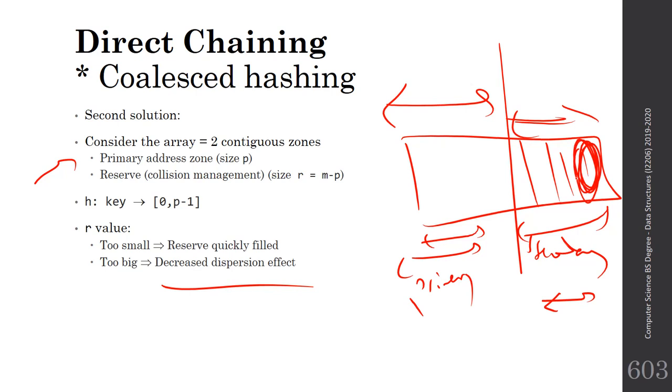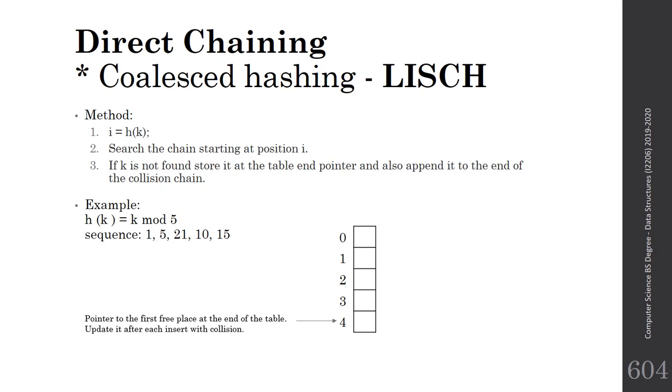For coalesced hashing, we have two types, LISCH and EISCH. There's just a small difference between these two methods, so let's cover it. In the LISCH method, we hash the key and we have the index I, and we start the chaining from position I. If k is not found, we'll store it at the end of the table, of course. So we'll append it to the collision chain.